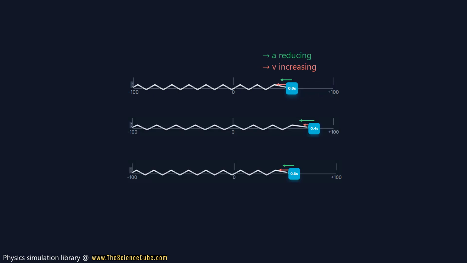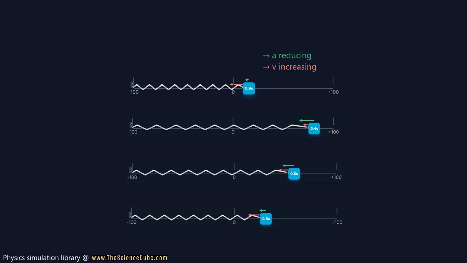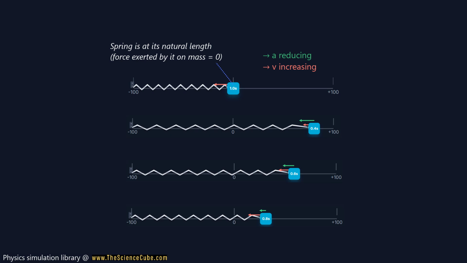So the mass is now moving from its totally stretched position towards the equilibrium position, and the velocity starts increasing. However, you see the force on the mass is reducing since the spring is becoming less and less stretched. Well, reduced force also means reduced acceleration. So you can see that the velocity is increasing, but the acceleration is reducing. And then at the equilibrium position, the spring is at its natural length, that is 0 stretch, and therefore force and acceleration drop to 0, while the speed of the mass is at its maximum.